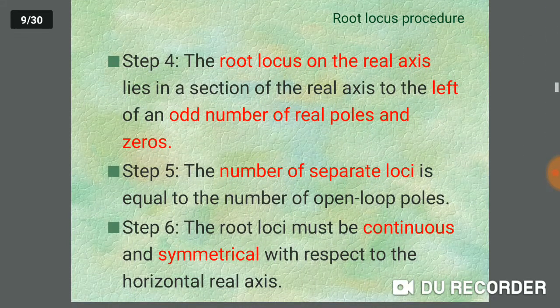Step number 4: the root locus on the real axis lies in a section of the real axis to the left of an odd number of real poles and zeros. Step number 5: the number of separate loci is equal to the number of open loop poles. Loci is nothing but the root locus. Step number 6: the root loci must be continuous and symmetrical with respect to the horizontal real axis.